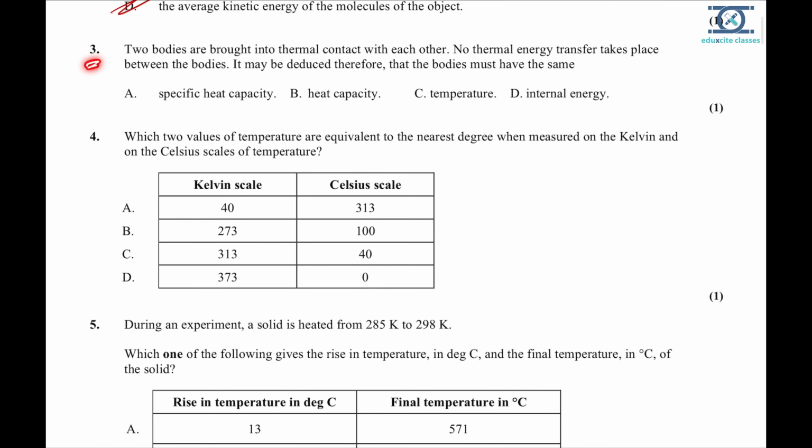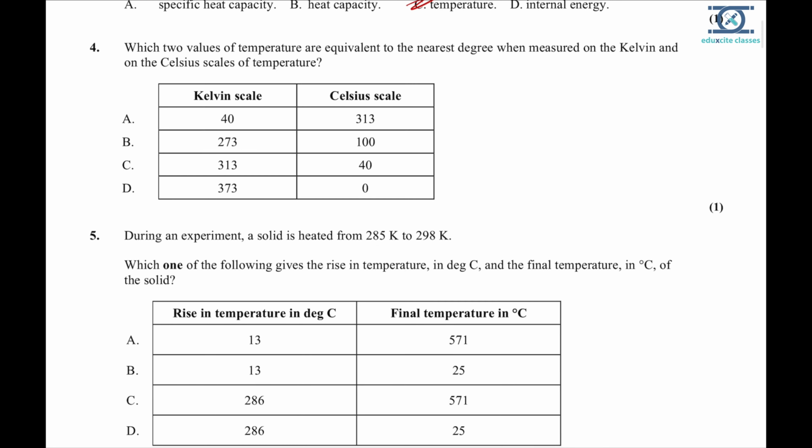Question number 3. Two bodies are brought in thermal contact with each other. No thermal energy transfer takes place between them. It may be deduced, therefore, that the bodies must have what? Whenever no thermal energy transfer takes place, it means that both bodies are at the same temperature, option C.